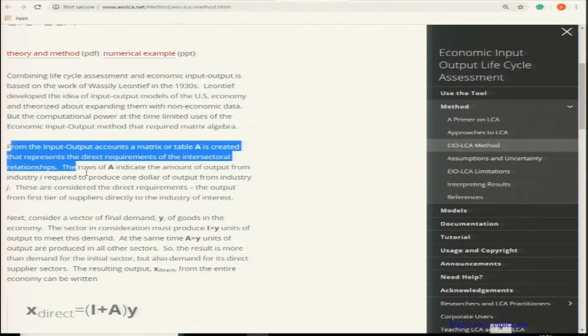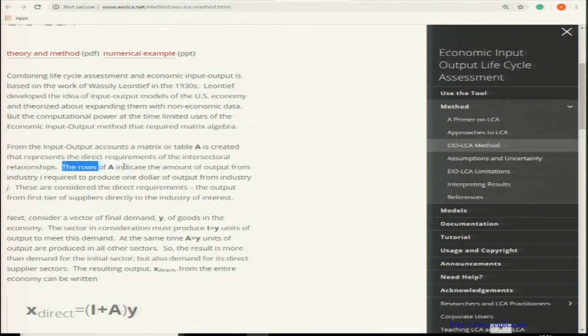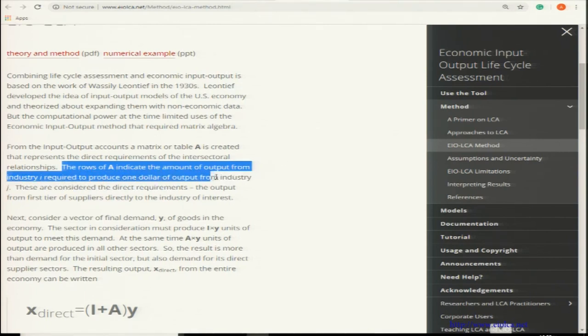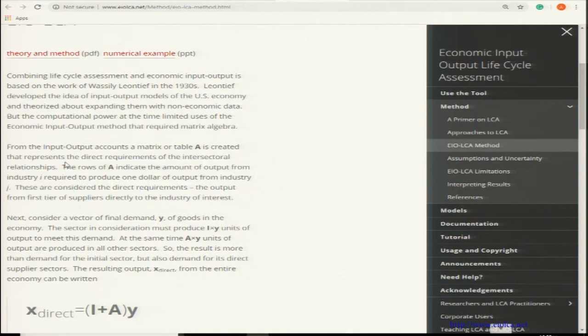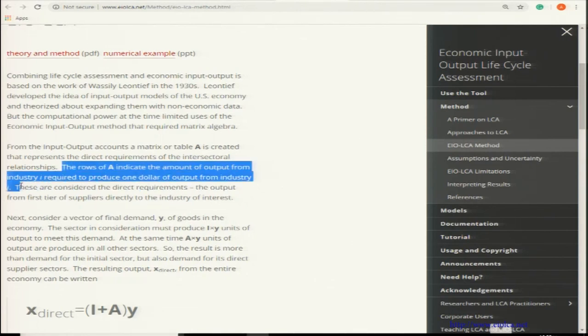The rows of A indicate the amount of output from industry I required to produce $1 of output from industry J. So this is an I into J matrix, where A represents the amount of output from industry I that is required to produce $1 of output from industry J. This is a matrix we need to understand. You can definitely read about this information here.